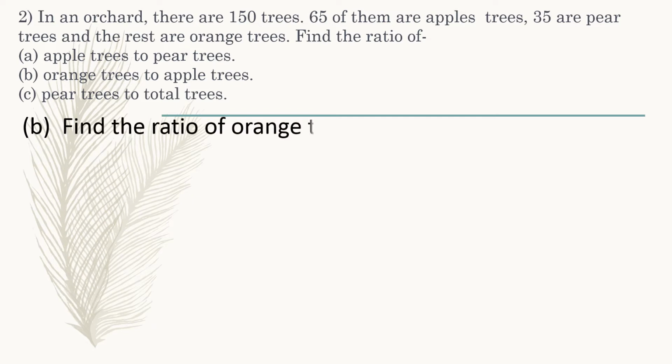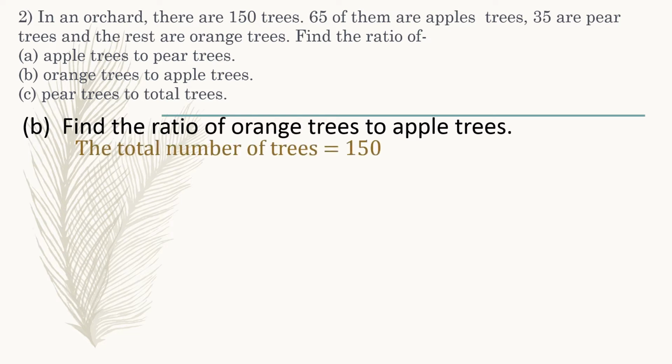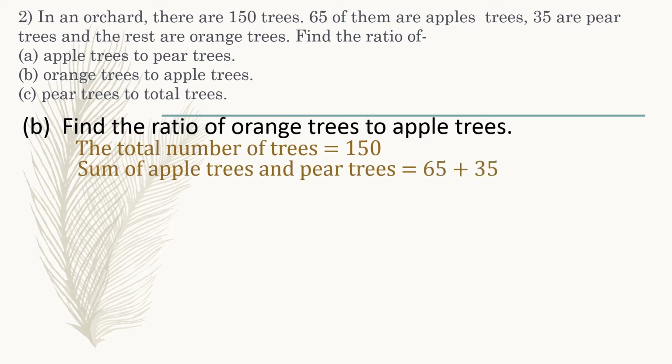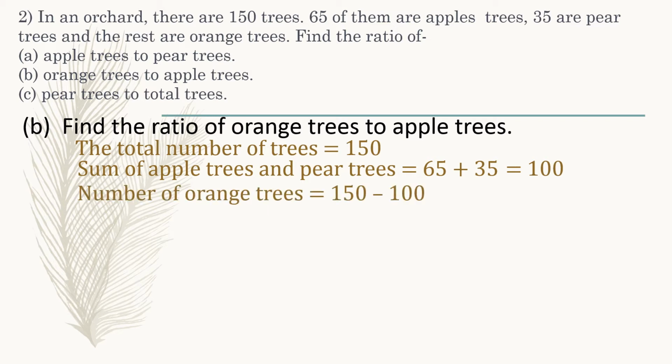Find the ratio of orange trees to apple trees. See, the total number of trees is equal to 150 and the sum of apple trees and pear trees is equal to 65 plus 35, which is equal to 100. So the number of orange trees is equal to total number of trees minus the sum of apple trees and pear trees, that is 150 minus 100, which is equal to 50.